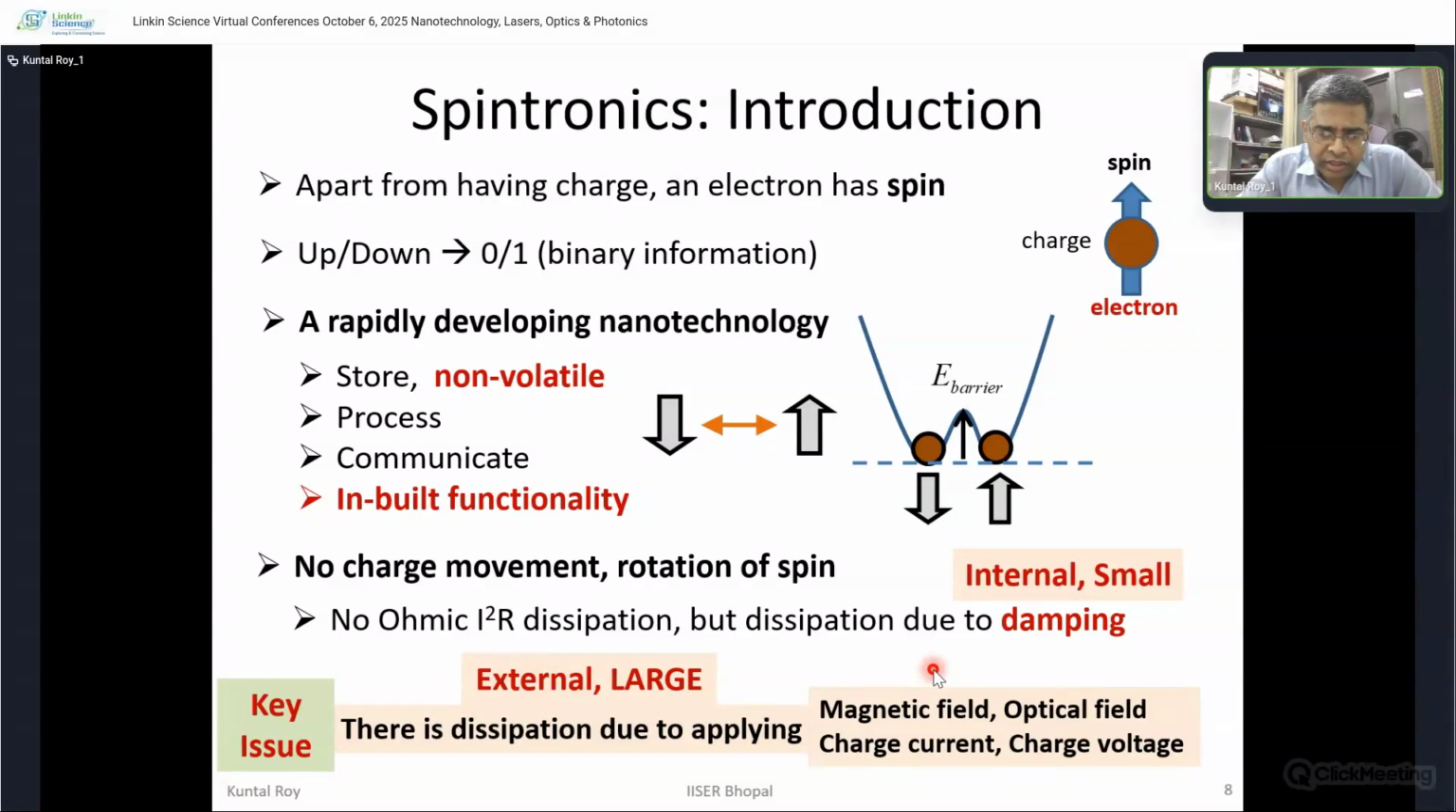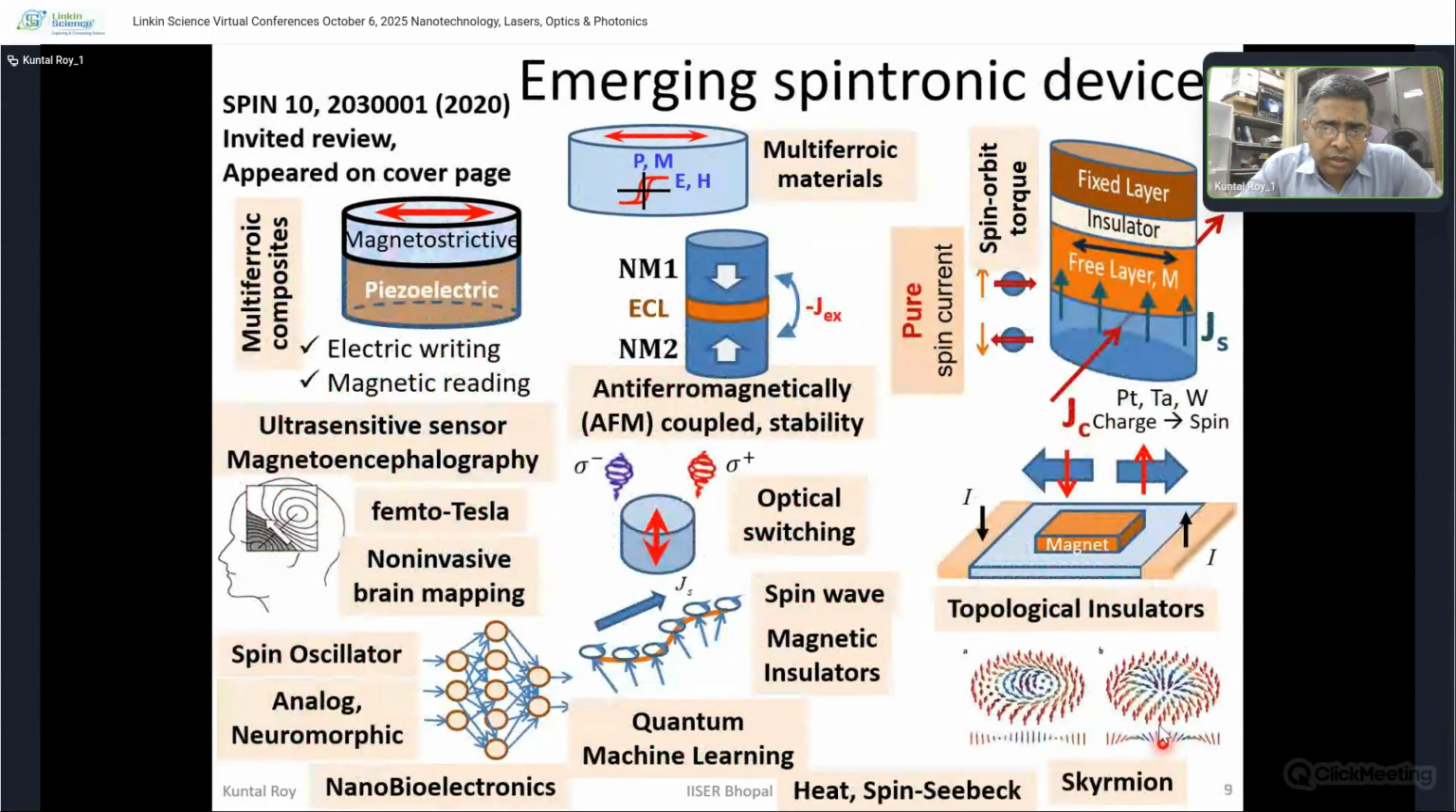So that's why, in the next generation spintronics, people have gone for current and then voltage. So that is what we are talking about today: using voltage to switch the magnetization in a multiferroic composite. There are many emerging spintronic devices. In particular, we'll be talking about multiferroic composites first, where it is possible to do electric writing while magnetic reading using giant magnetoresistance or tunneling magnetoresistance mechanism.